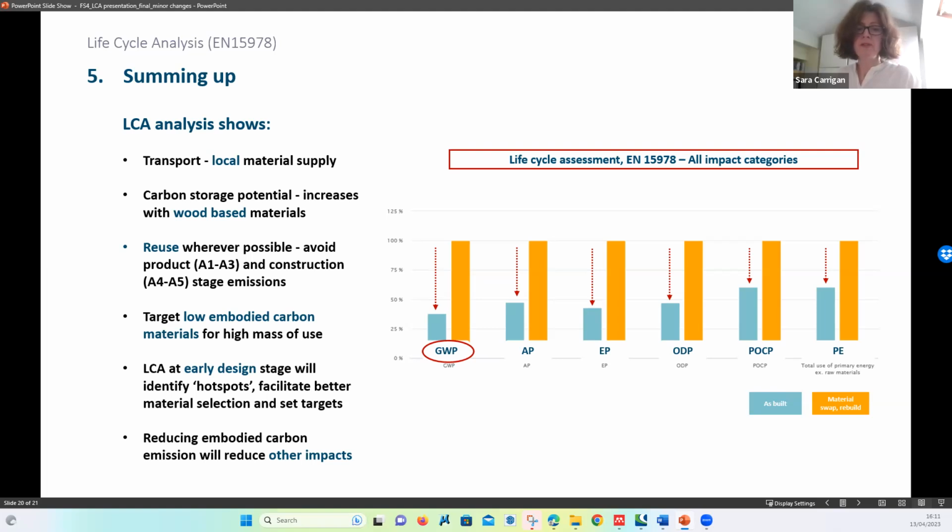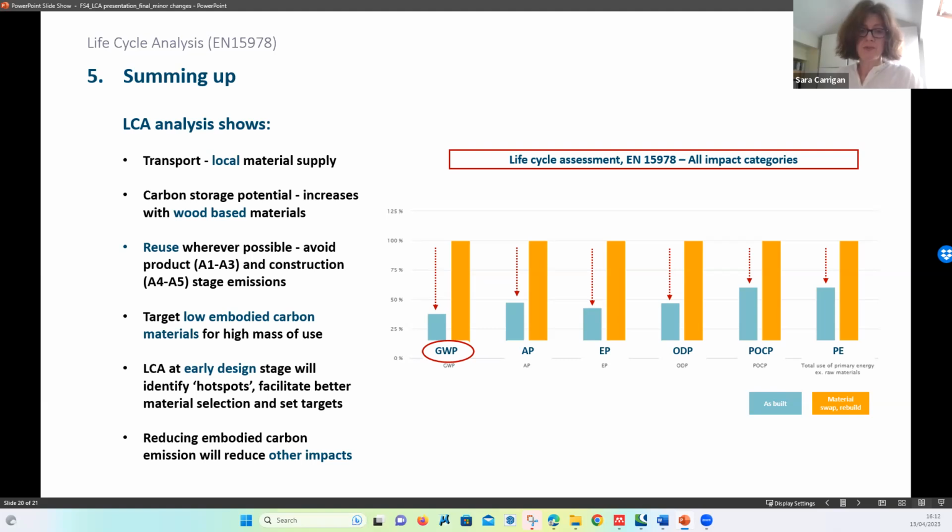Materials with low embodied carbon should be targeted, especially in situations of high mass of use. An LCA at early design stage will help identify hotspots and set overall emission targets for the building. And finally, this presentation focused mainly on embodied carbon emissions, which are measured in terms of GWP. However, as I mentioned earlier, there are 5 other indicators that the standard also considers.